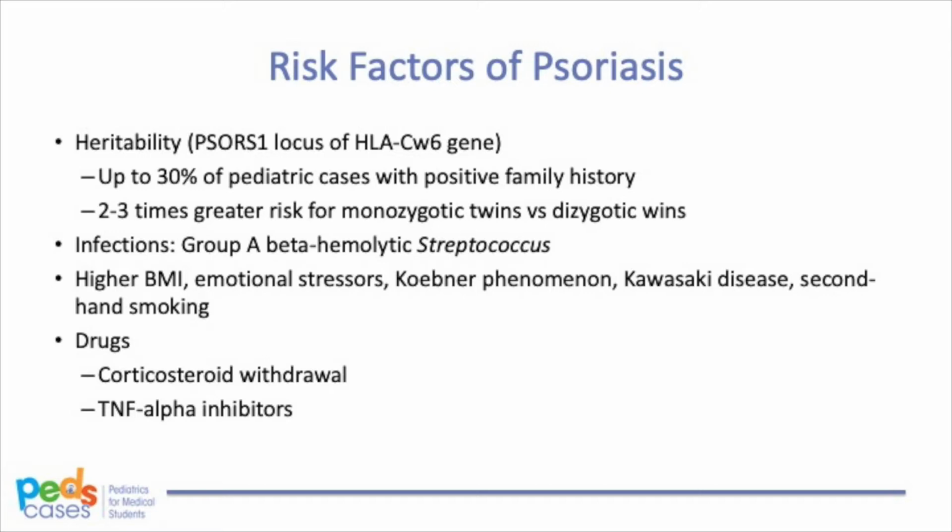Infections have also been recognized as a predisposing factor, especially with perianal and pharyngeal group A beta hemolytic streptococcal infections. Additional triggers include increased body weight, emotional stressors, cutaneous trauma, Kawasaki disease, and secondhand smoking exposure. Other triggers include withdrawal of systemic corticosteroids and, paradoxically, tumor necrosis factor alpha inhibitors, which are also used to treat psoriasis. As we can see in Lucy's case, several risk factors were present, such as her family history of psoriasis, recent streptococcal infection, and obesity.